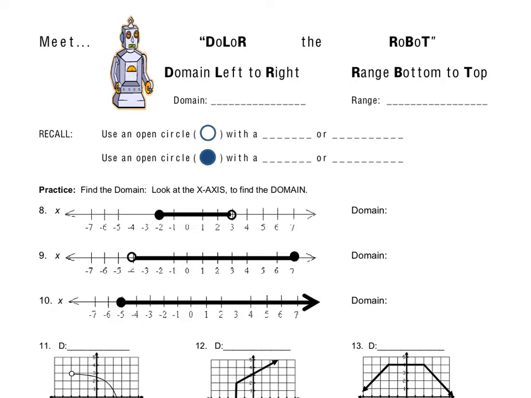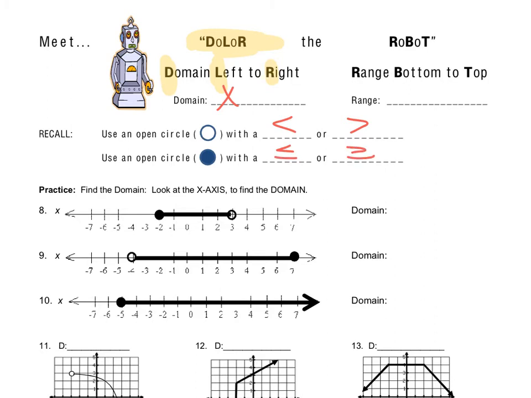So first of all, let's start with our domain. Delore will help us remember the domain, and the D, the L, and the R stand for that our domain is read from the left to the right. Remember, our domain is our x values. So we'll come back to range in just a second. Remember when we did inequalities, we have open circles and closed circles. Open circles are used with a less than or a greater than, and closed circles are used with a less than or equal to or a greater than or equal to.